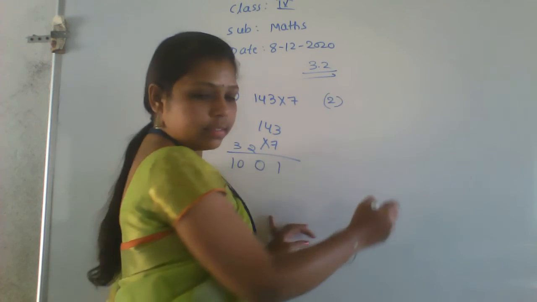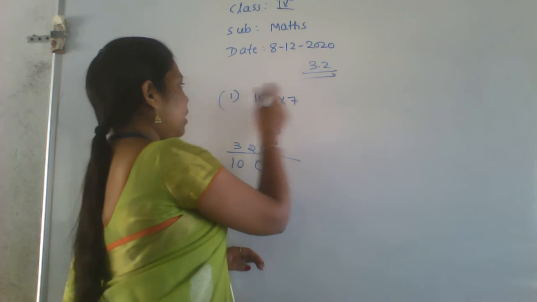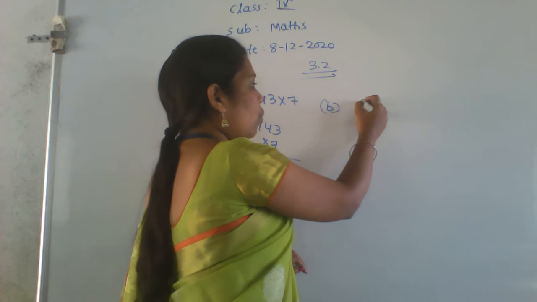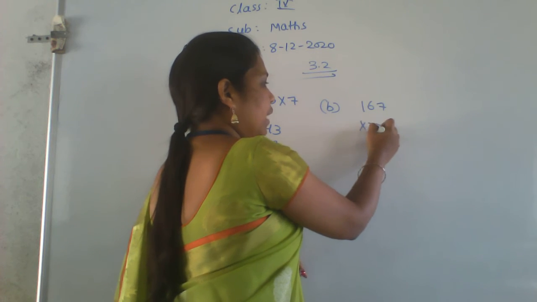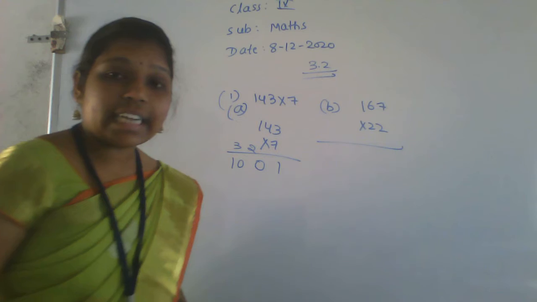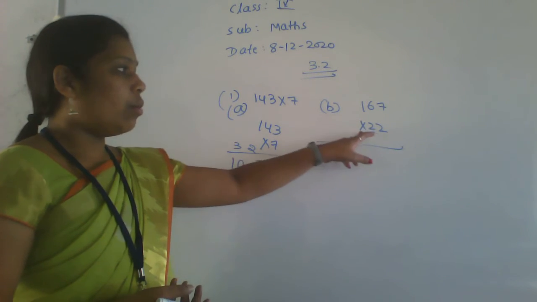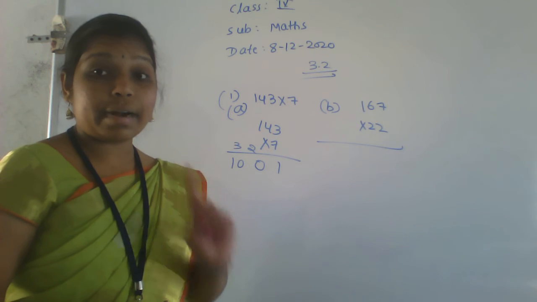Next, go for the second problem. What is the second problem? Sorry, this one is the 8th one. Now the big one we are doing: 167 into 22. If we know the 22 table, then multiply directly. Otherwise, you have to do the multiplication by one number at a time.